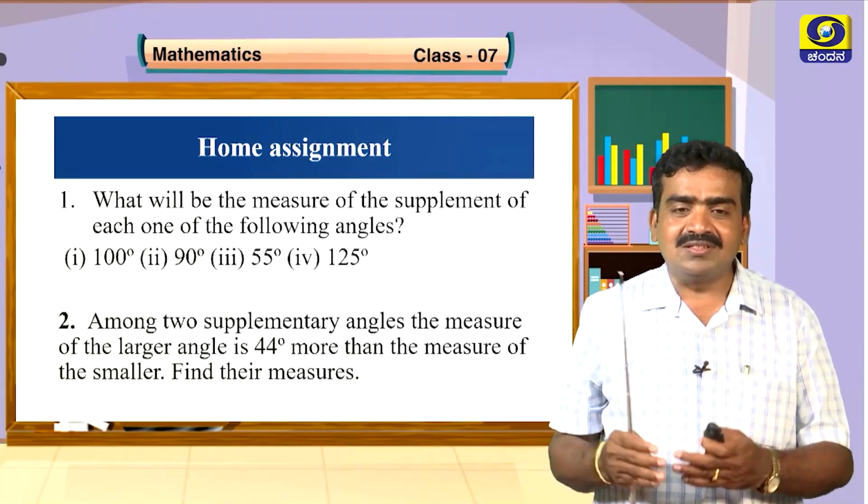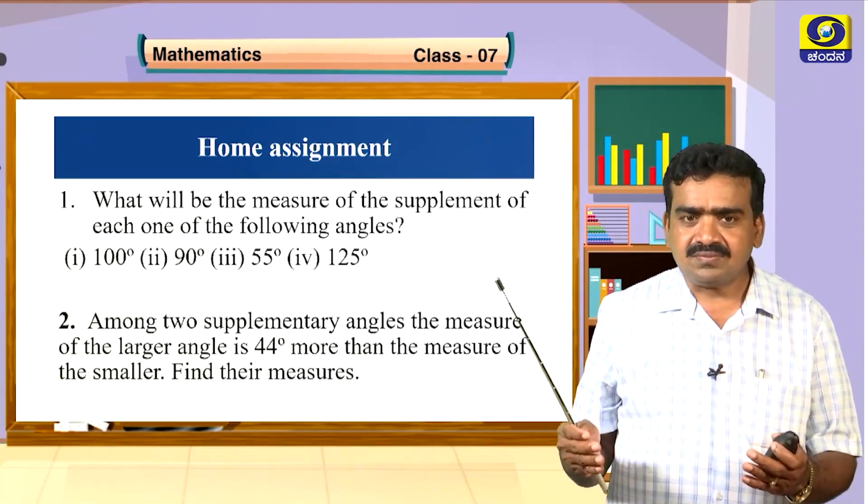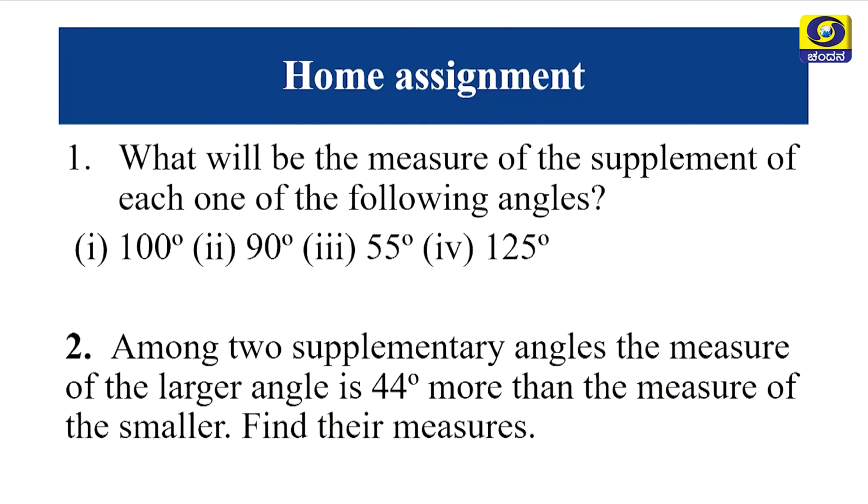My dear student, based on today's concept, I am giving you questions for home assignment. Please write down these questions in your book, get the answers and show them to your teachers. The first question is: what will be the measure of the supplement of each one of the following angles? The first one is 100 degree, second one is 90 degree, third one is 55 degree and fourth one is 125 degree.